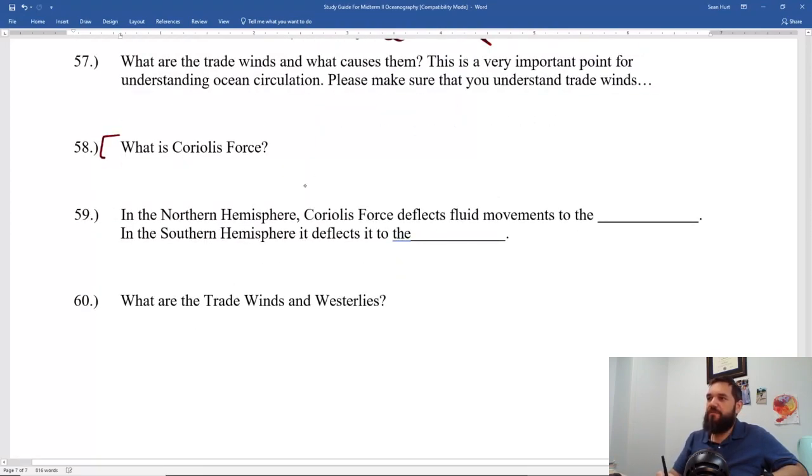But what's the Coriolis force? Coriolis force is a fictive force that alters or changes the direction of a moving fluid away from its straight line path, either to the right or to the left, and it's due to the rotation of the Earth. So this is from rotation of the Earth.